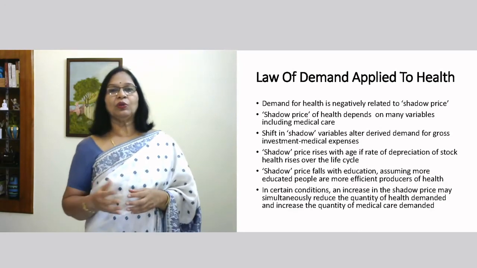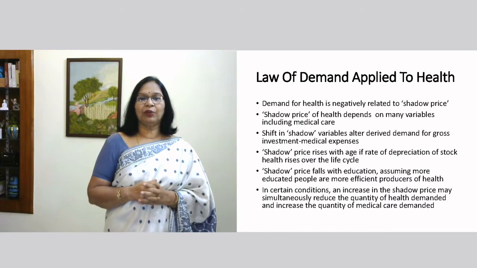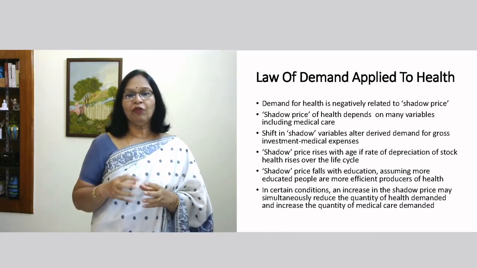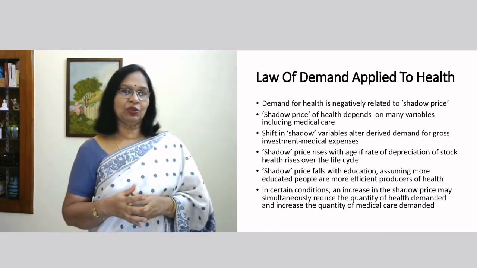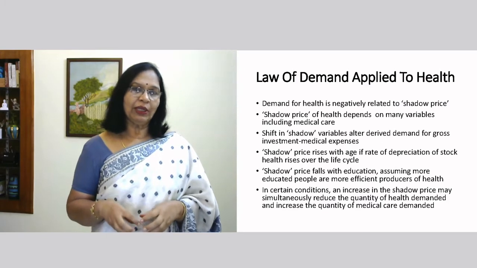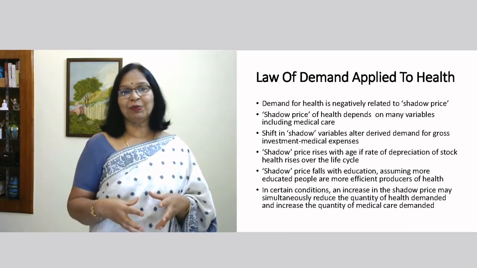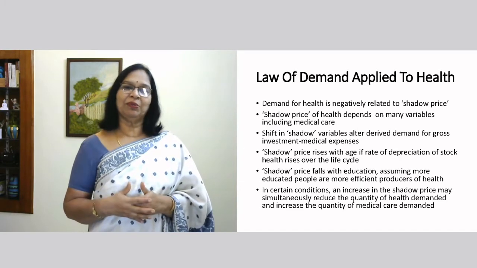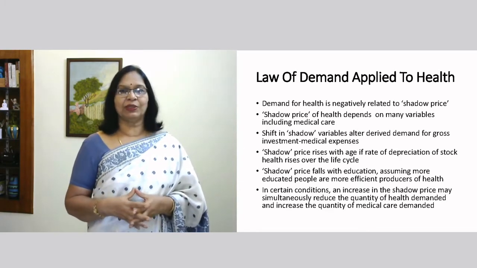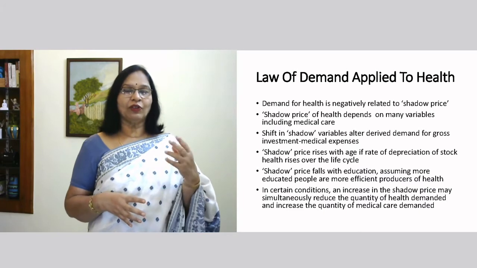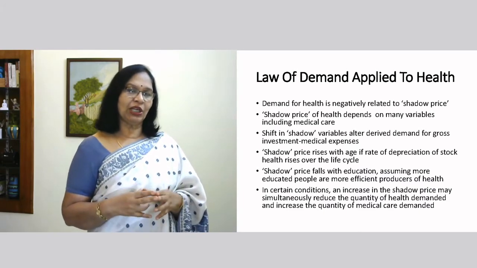Let's look at also the law of demand as applied to health. Now, the demand for health is negatively related to shadow price. So we know that demand is negatively related to price. That means as price of something rises, then the quantity demanded of that commodity reduces. Here, the price is shadow price. Why do we use the word shadow price here?